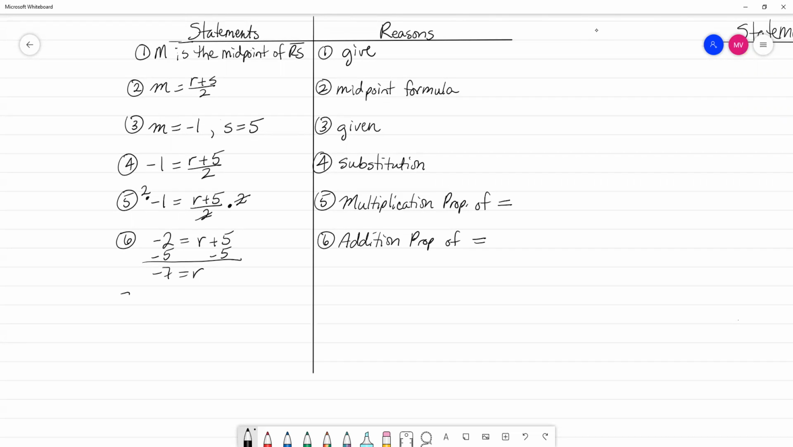Now we write any answer to an algebraic expression with the variable first. So we say R is equal to -7, and that is the symmetric property of equality. Symmetric property of equality, remember, tells us that if -7 equals R, then R equals -7. So that helps us write it correctly. So the endpoint that we are solving is -7.